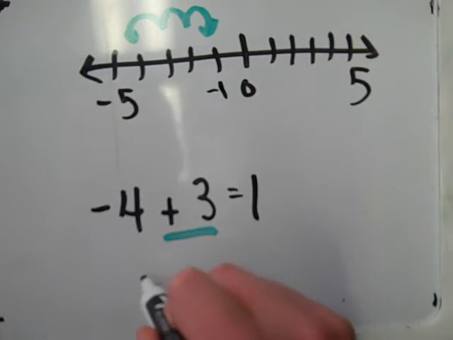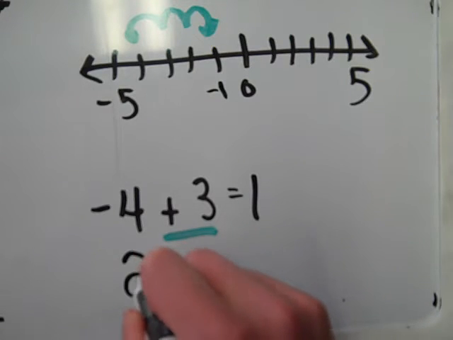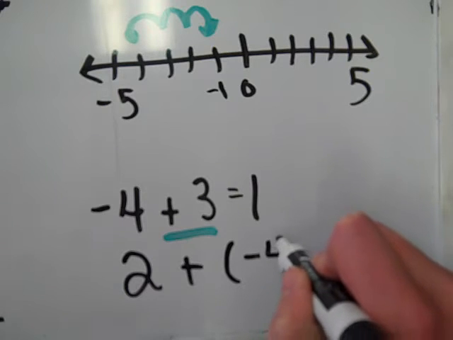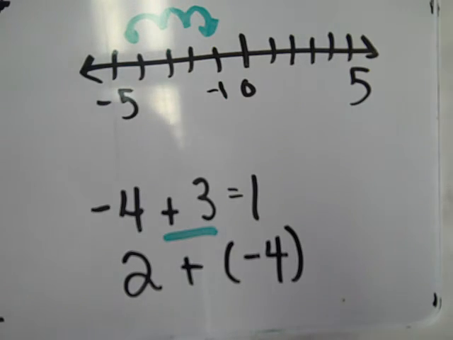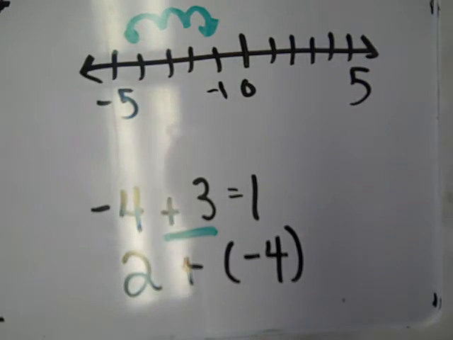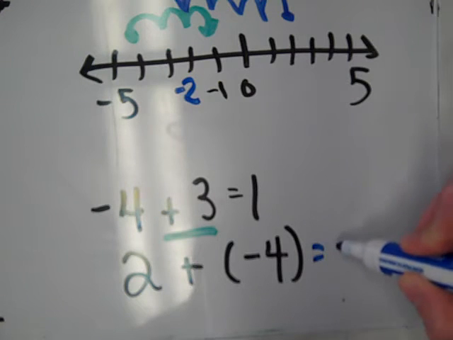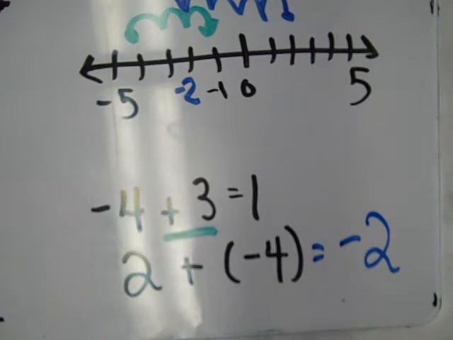We can do the same thing if we have 2 plus -4. Now, since we're adding a negative, we are moving in the other direction. We're going left. So we start at 2. We're moving 4 spaces to the left. 1, 2, 3, 4. We end up at -2. So the answer to this problem is -2.